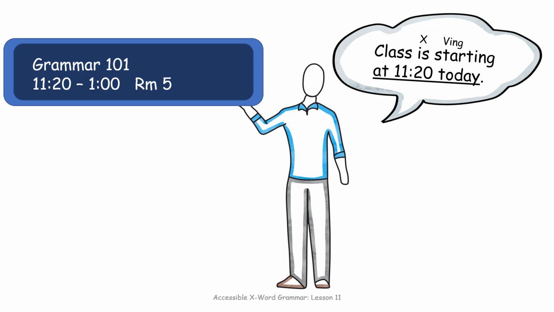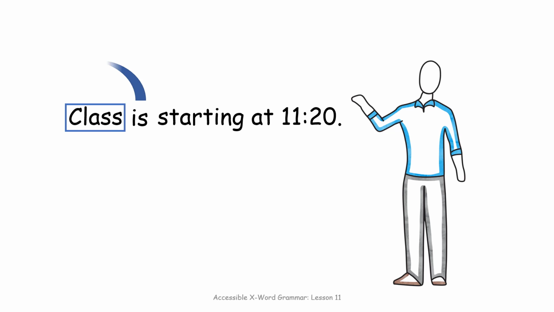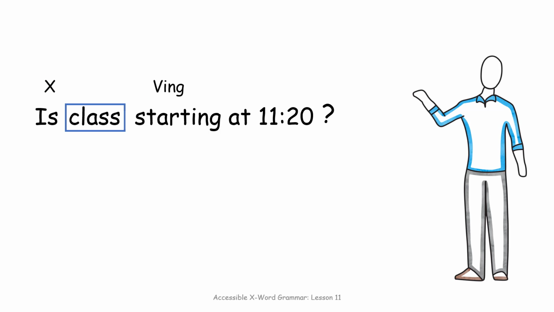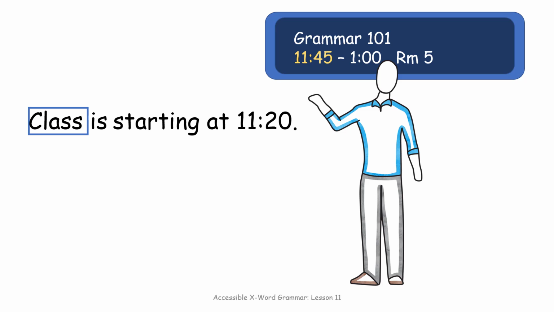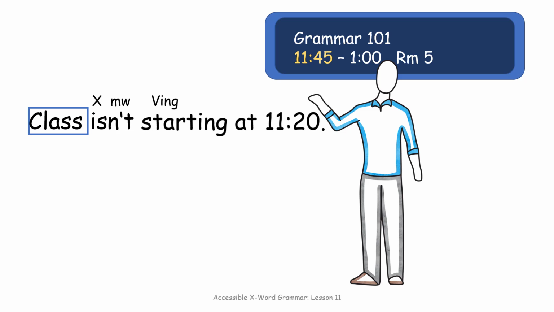As always, to make a question, move the X word in front of the subject and add a question mark. Is class starting at 11:20? To make a negative, add not or its contraction after the X word. Class isn't starting at 11:20.